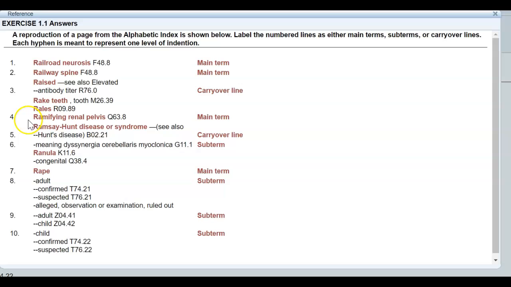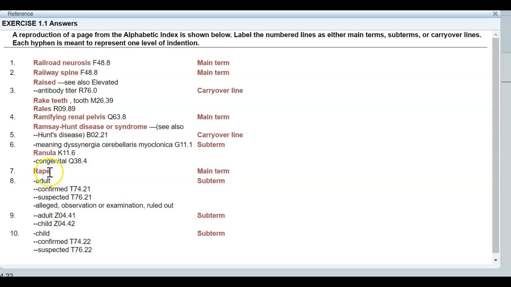So now number four, once again, it's flush right here to the left. So it's a main term. And then we have another carryover because once again, it leads us to the second line, see also Hunt's disease. So where we have number five, it's going to be a carryover. Now number six, we have a hyphen. There isn't anything ahead of it because we're finished here with number five, so that's going to be a subterm because once again, it gives us a little hyphen.